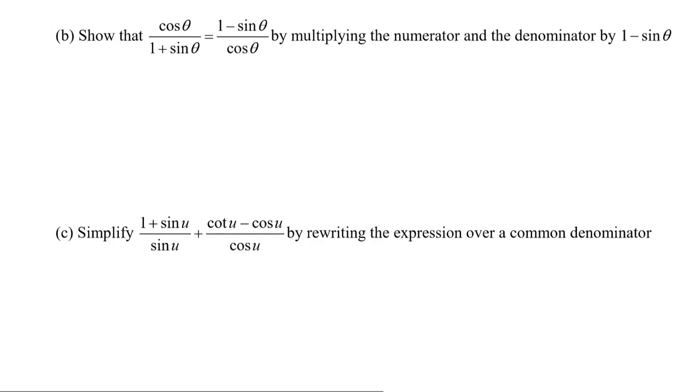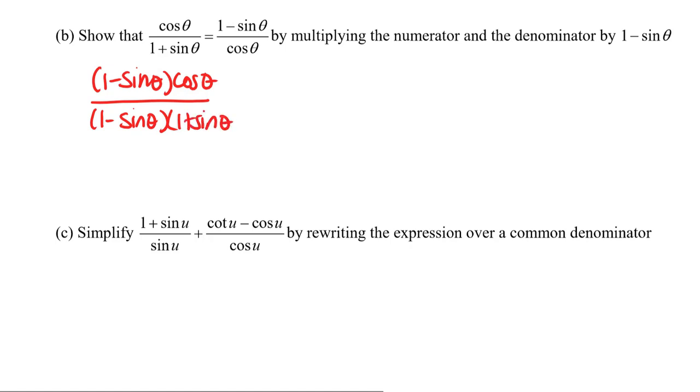B. Show that cosine theta over 1 plus sine of theta equals 1 minus sine theta over cosine theta by multiplying the numerator and the denominator of the left side by 1 minus sine of theta. So 1 minus sine of theta times cosine of theta over 1 minus sine theta times 1 plus sine theta. Notice that the denominators are conjugates, so this is going to distribute into 1 minus sine squared theta, and I'm just going to leave the numerator alone because I want to have 1 minus sine of theta in the numerator, so I don't want to distribute.